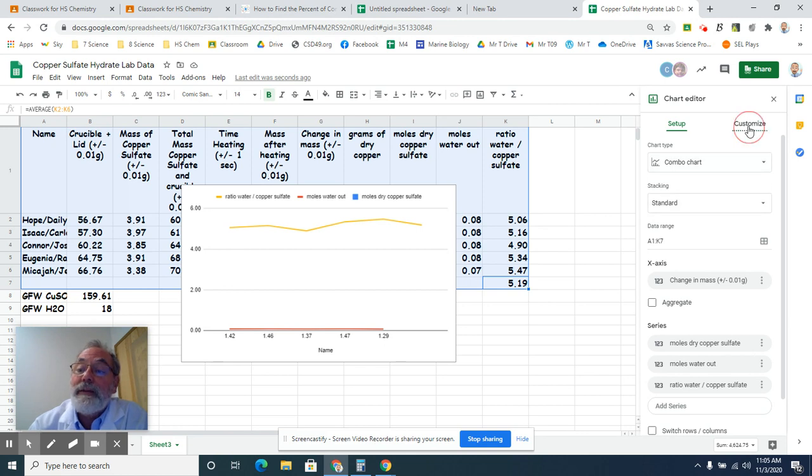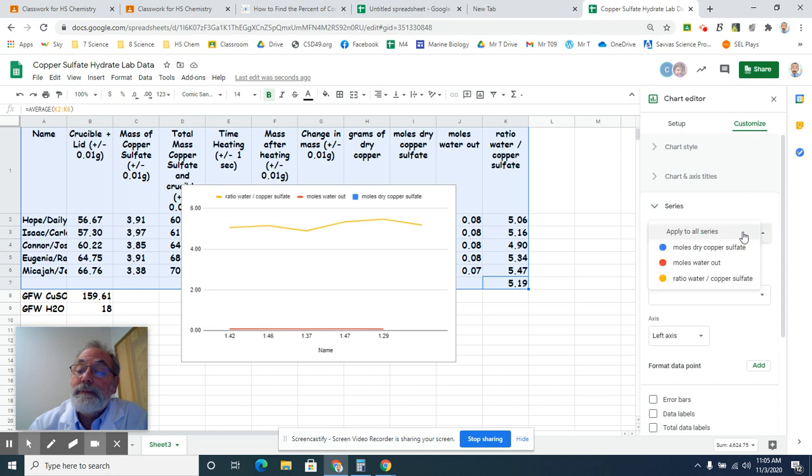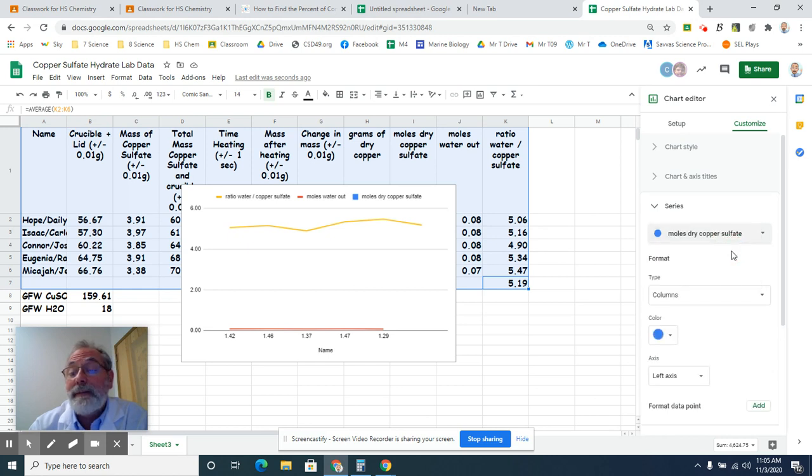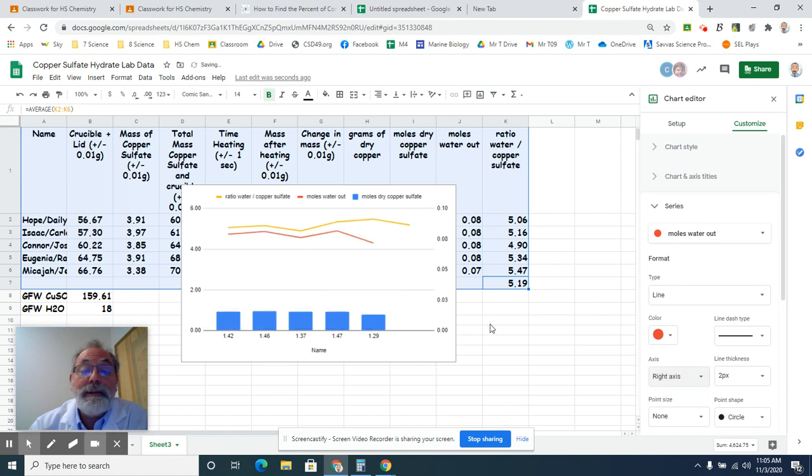So we go up to customize, series. Now, I want the moles to be on the y-axis, but I want it on the right y-axis. So we're going to make a right y-axis. And we're going to make this one moles on the other right axis. So now the 2 of those are going to be there.